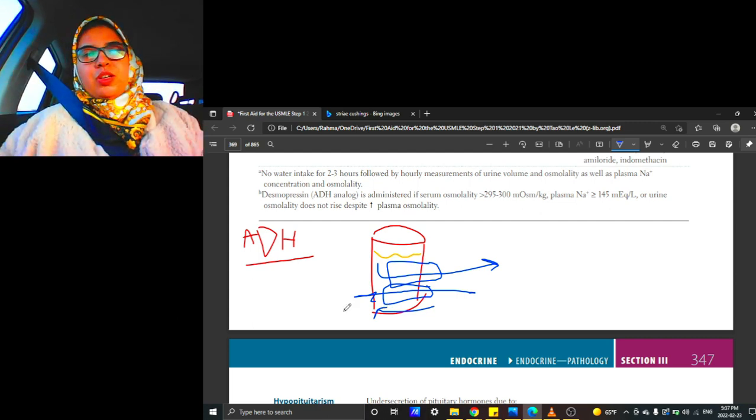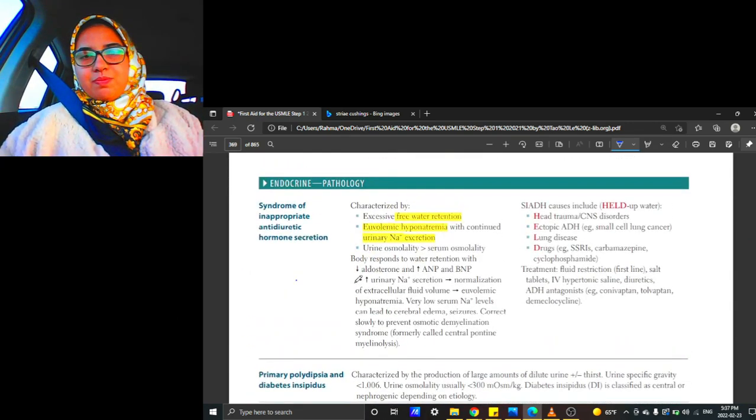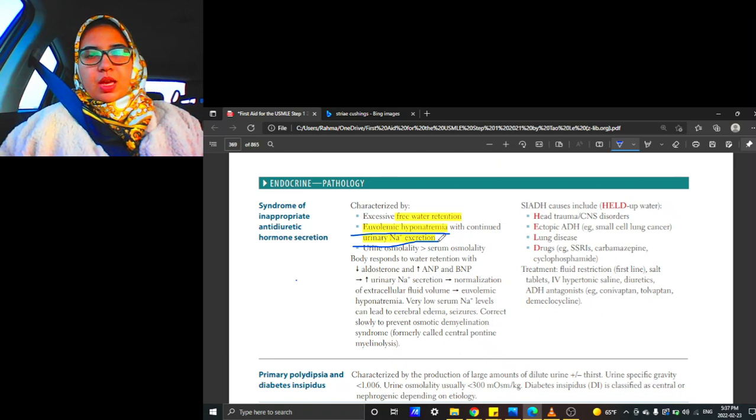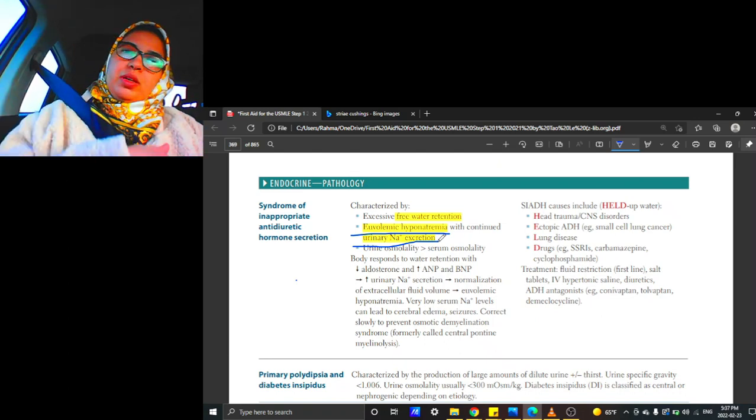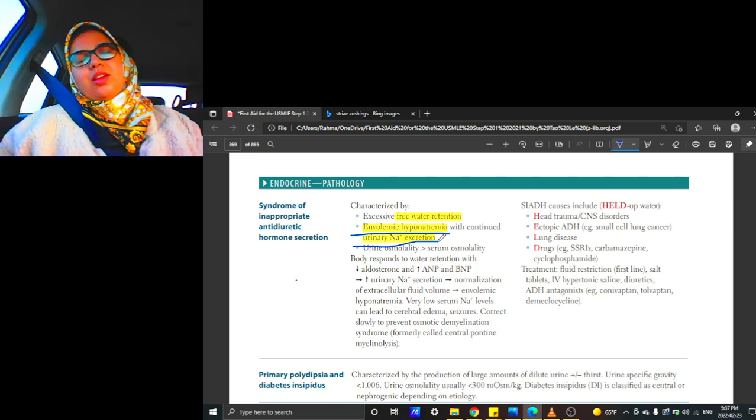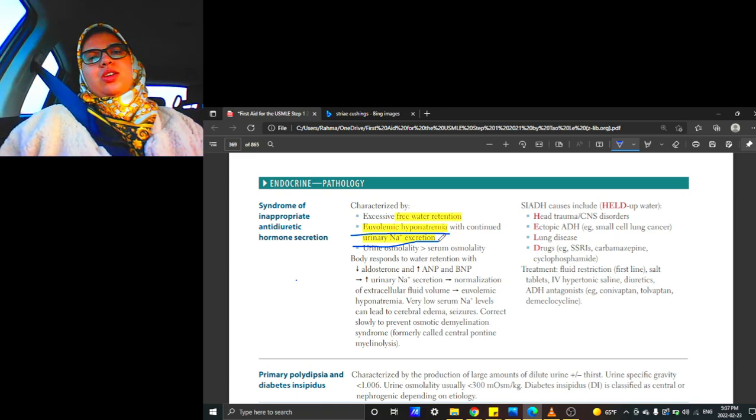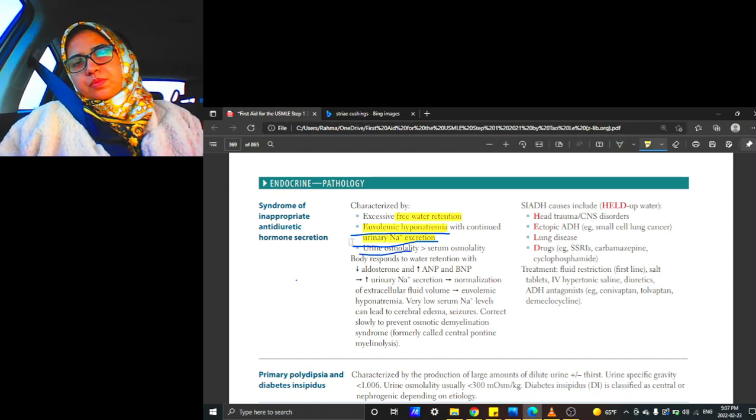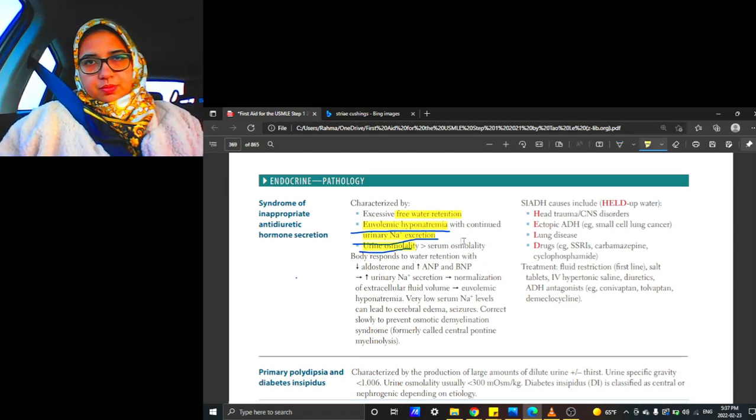That is how you understand ADH and what it does. So you have euvolemic hyponatremia with continued sodium excretion. At the end of the day, now that I'm putting sodium into the urine after I've already pulled out water from it, it's going to be even more concentrated. So urine osmolality is going to be extremely high in these patients.